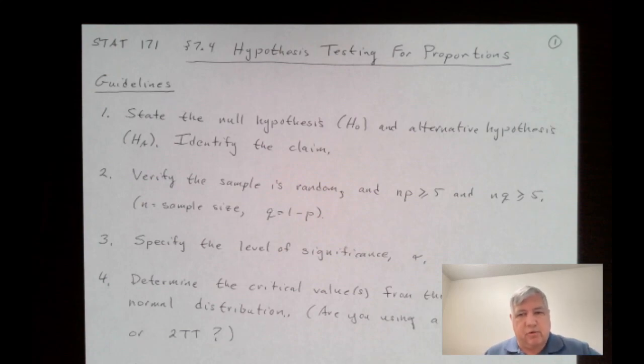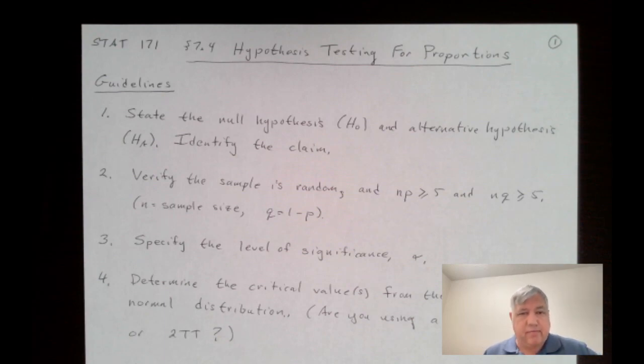You'll see it's very similar to what we've been doing in the last couple sections with hypothesis testing for the means. It's just a few little tweaks that we have to worry about. So as usual, we're going to start by stating the null hypothesis. So let's say you're given a claim. The first thing you want to do is state the null hypothesis and alternative hypothesis, and identify which one is the claim. And of course, remember the null hypothesis is the one that has some sort of equality in it.